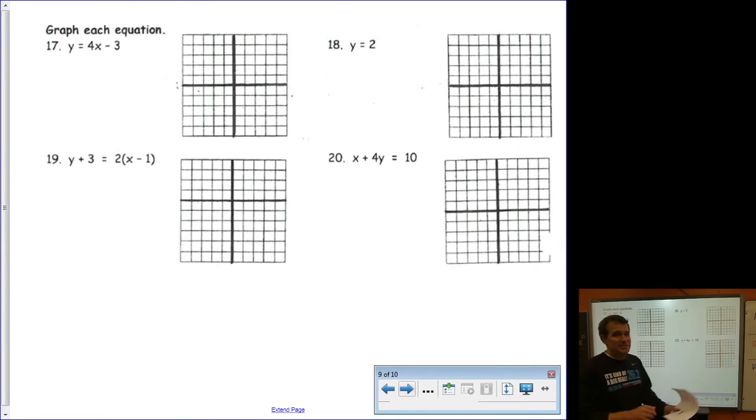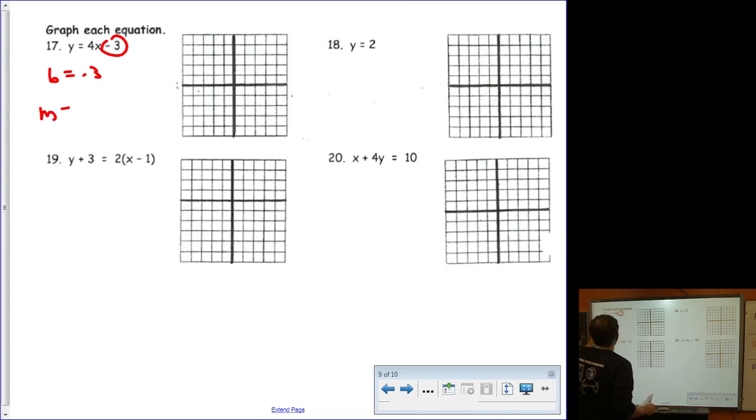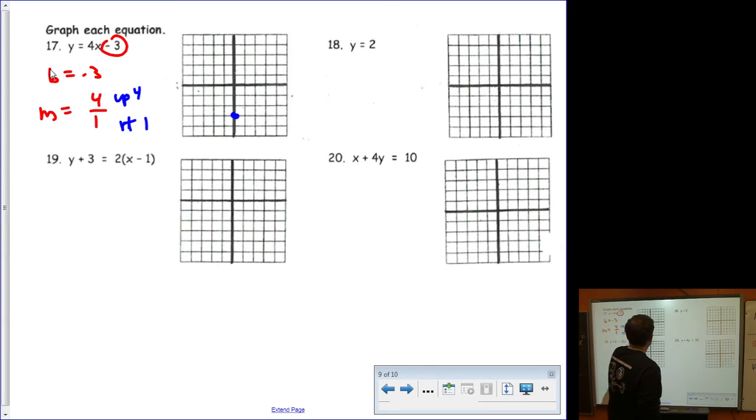I need to graph each of these. To graph each of these, I'm going to use the slope and the y-intercept. So in number 17, the y-intercept is -3, and the slope is 4, which as a fraction is 4 over 1. So to graph it, I put a dot at -3 on the y-axis, and the slope is telling me to go up 4, right 1. 1, 2, 3, 4, 1. And my line would look like that.